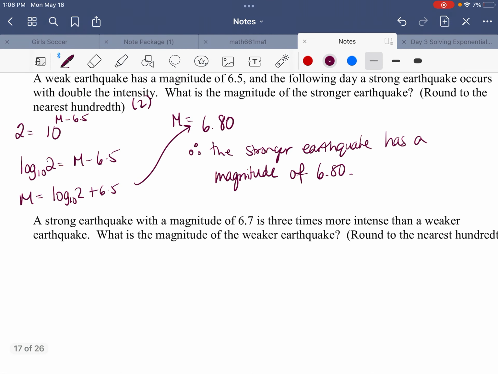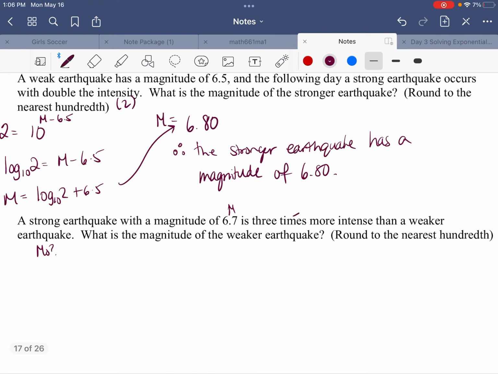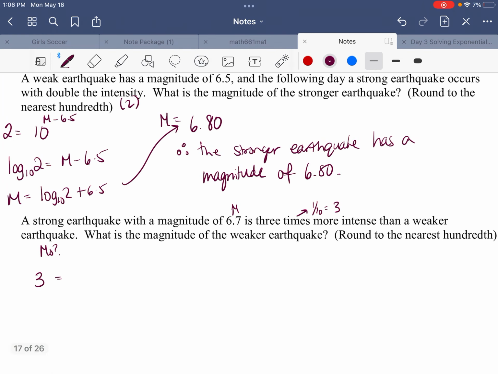Okay, a strong earthquake with a magnitude of 6.7, so that's our M. Sorry, our M. And our M0, we don't know. And our intensity, so our I over I0, is equal to 3. So we get 3 is equal to 10 to the 6.7 minus M0.